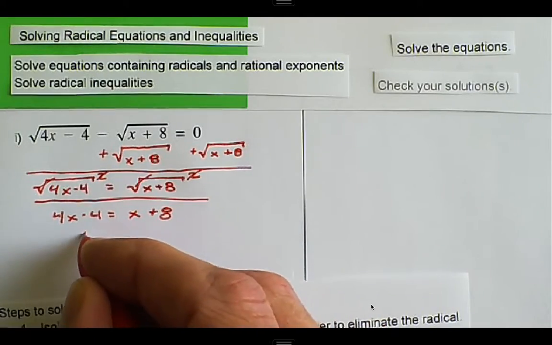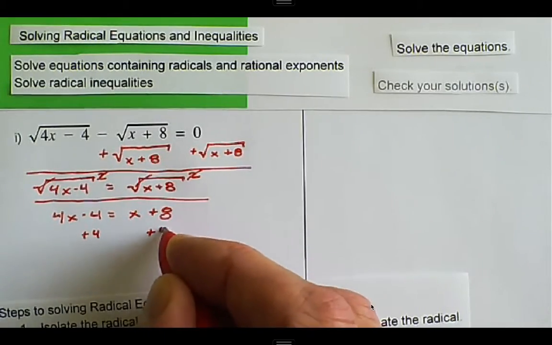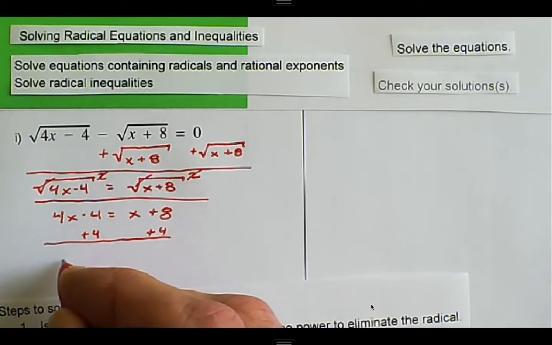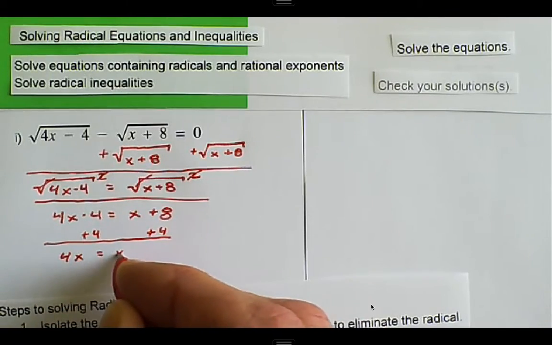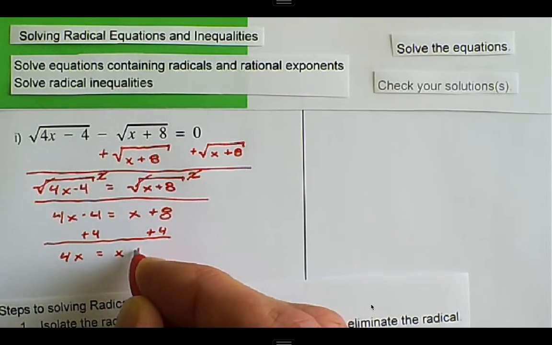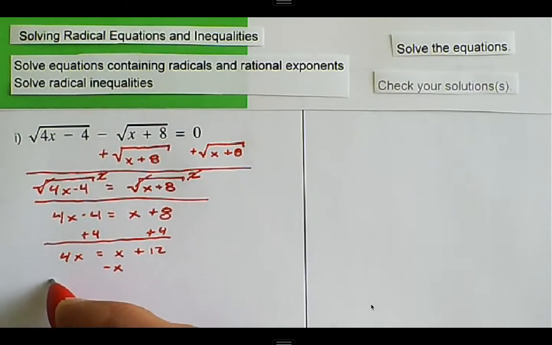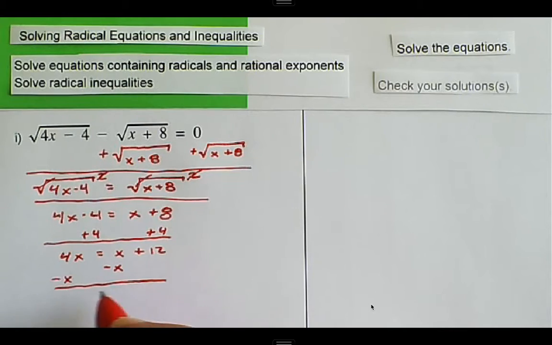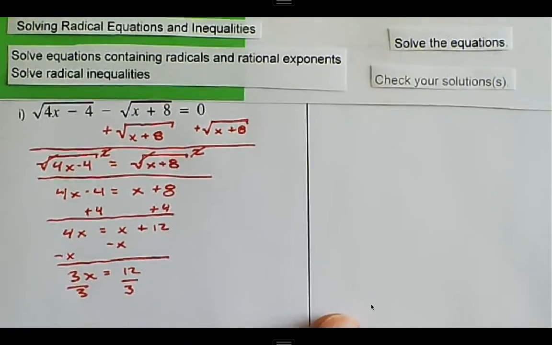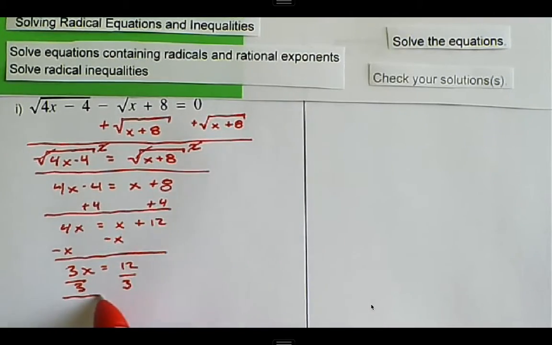And then we can add 4 to both sides. And 4x is equal to x plus 12. Subtract x. And we get 3x is equal to 12. Divide by 3. And then we get x is equal to 4.